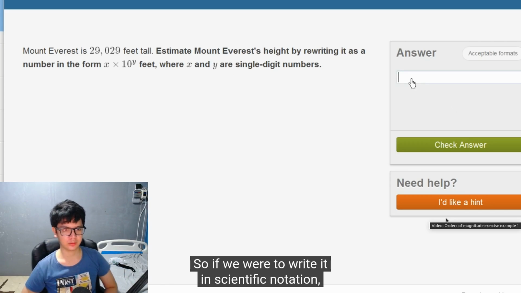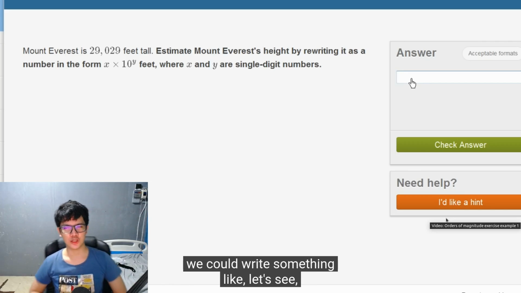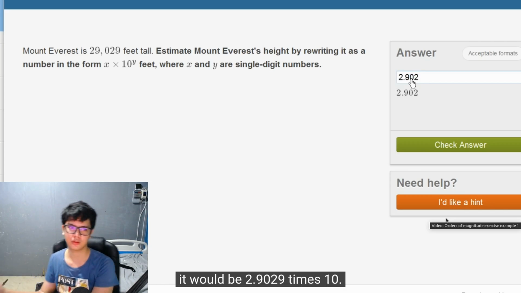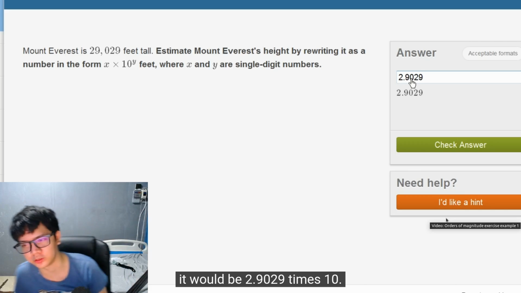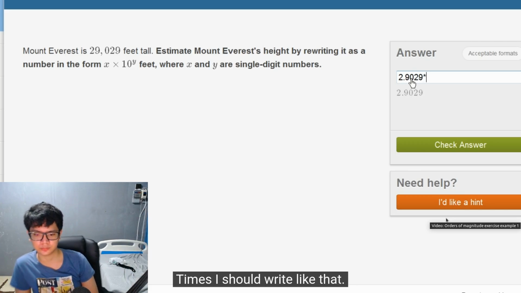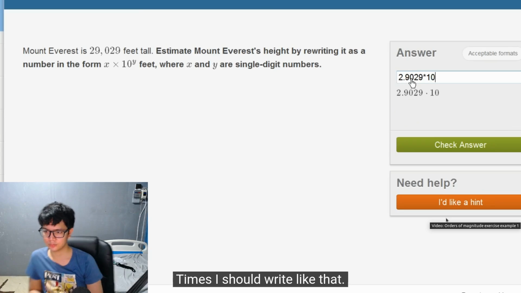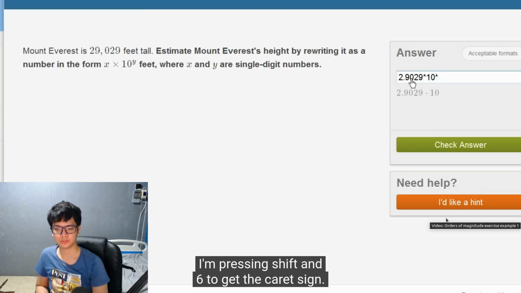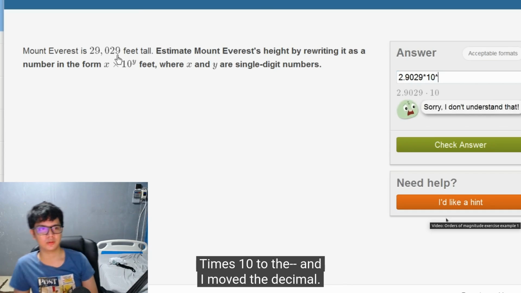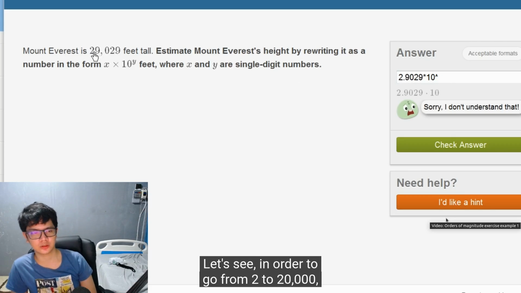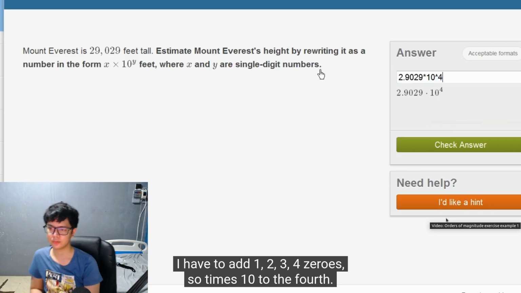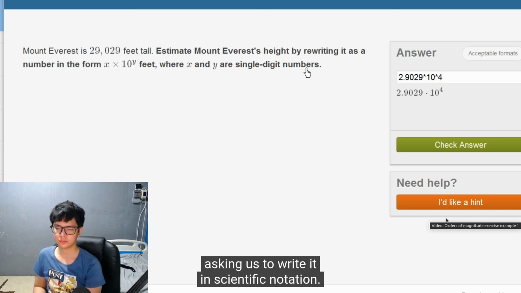So if we were to write it in scientific notation, we could write something like 2.9029 times 10, I'll use this little caret sign, using shift and 6 to get the caret sign, times 10 to the, and I moved the decimal, in order to go from 2 to 20,000, I have to add 1, 2, 3, 4 zeros, so times 10 to the 4th. So that's what I would do if they were just asking us to write it in scientific notation.